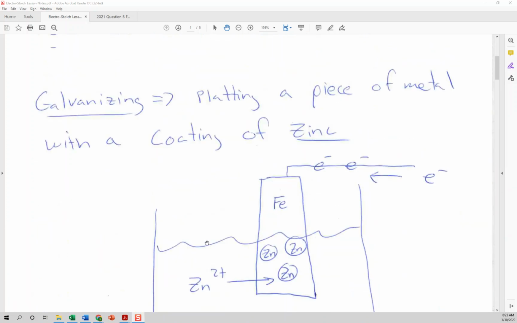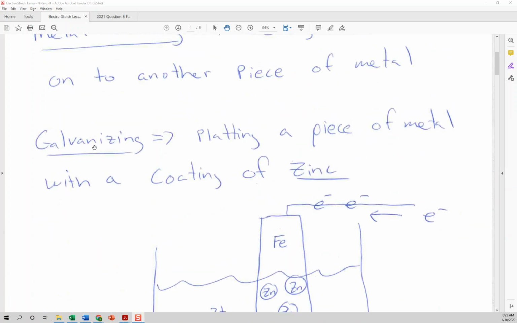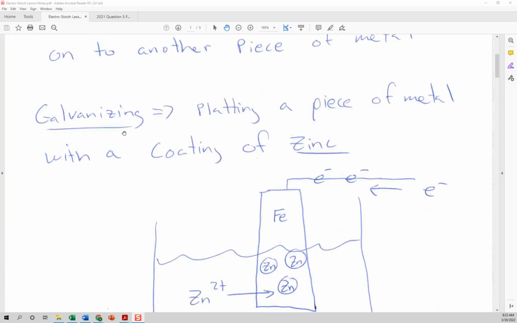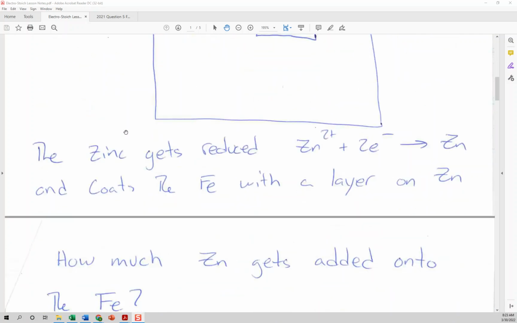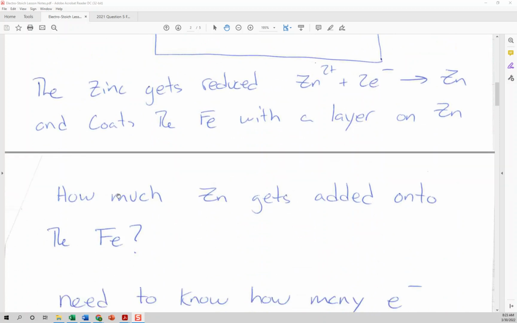And again, maybe you've heard that word galvanized before. Remember, we've been talking about galvanic cells. So galvanizing, galvanic cells, it's not a coincidence, right? All right, so let's keep going. The question is, how much zinc gets added to the iron?